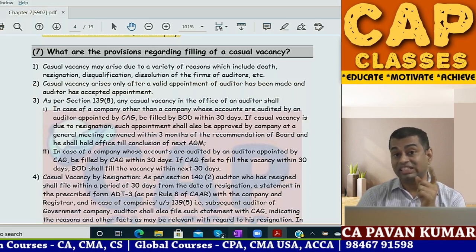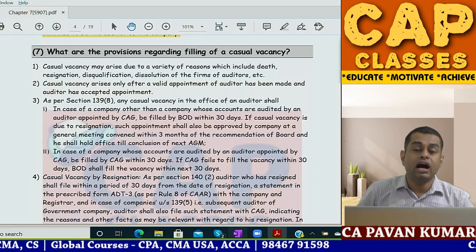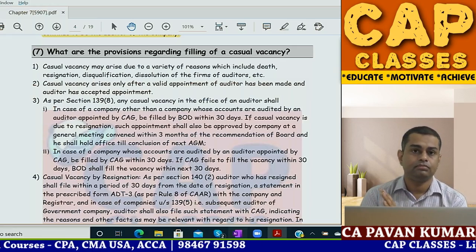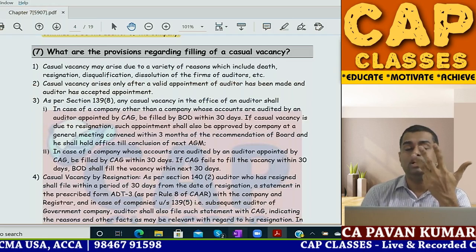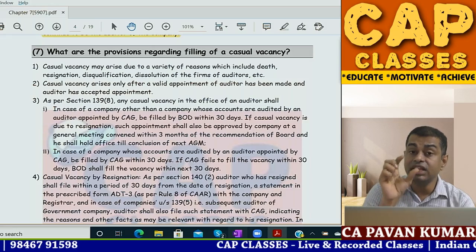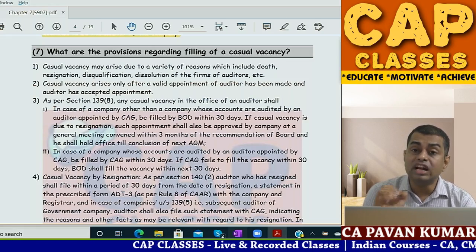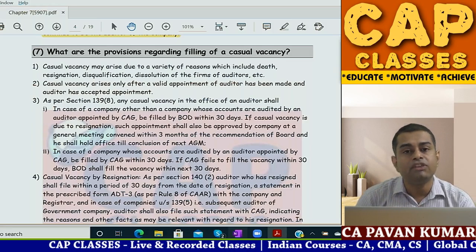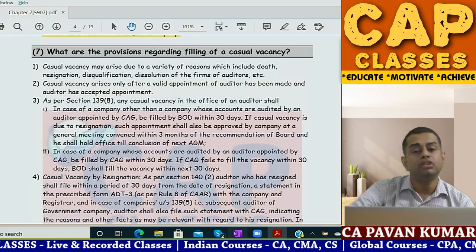Casual vacancy due to resignation we'll discuss separately. This is vacancy in the seat of the auditor other than resignation. Resignation is also one of the reasons for casual vacancy, but the procedure is different. Okay, so do one thing. Casual vacancy means death, resignation, disqualification, dissolution. Out of all these, resignation is significant, because why does the auditor appointed want to resign in between? Is there any intimidation, threat, coercion, or undue influence by the board of directors? Or maybe he knows of some fraud and is scared to continue with the company. Why does he want to resign?